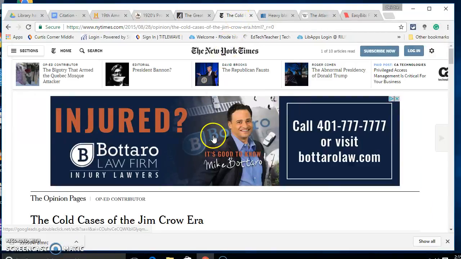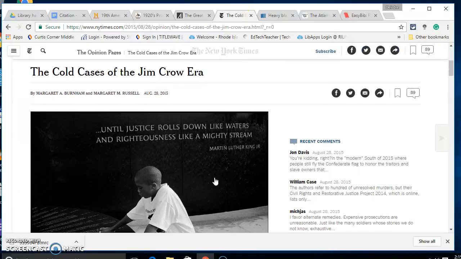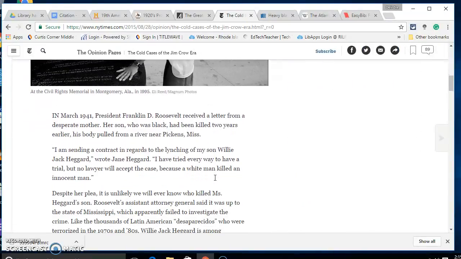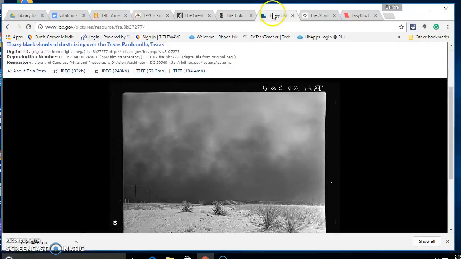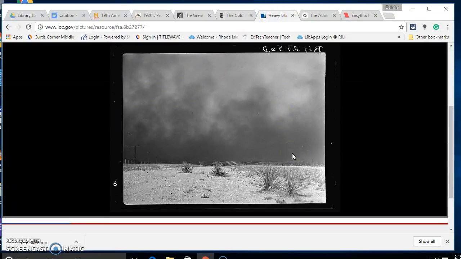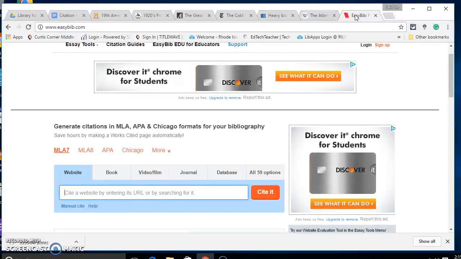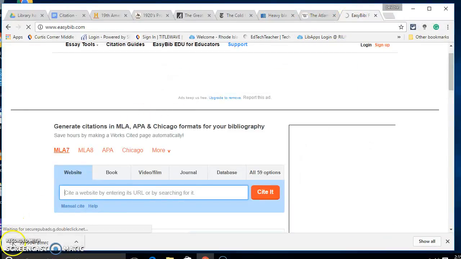What about this one? Found this interesting article on cold cases of the Jim Crow era from the New York Times. I'm not really citing a website here, I'm citing a newspaper. And of course this. Not again a website. This is a photograph, and I would do a citation of a photograph. So that is your very first step. What do you have? What are you trying to cite?